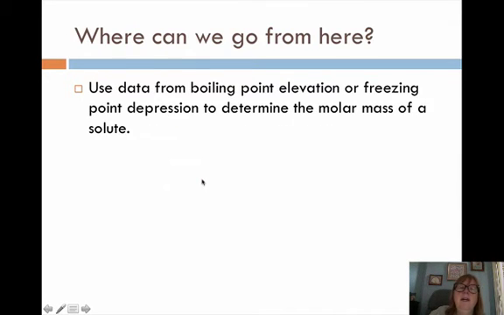Now, where do we go from here? Well, we can use this data to figure out the molar mass of the solute that we're adding, and those are some pretty cool labs.